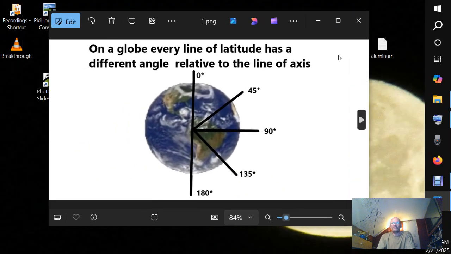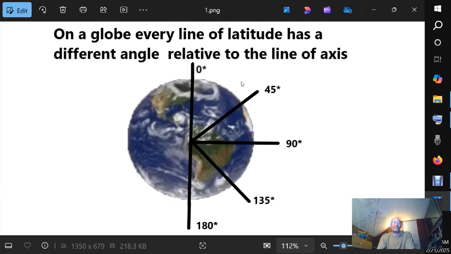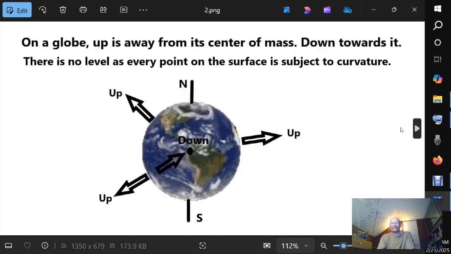Now this will come into play a little bit here in a minute. On a globe, every line of latitude has a different angle relative to the line of axis. If this is the line of axis, these are the different angles. Pretty self-evident. On a globe, up is away from its center of mass, down towards it. There is no level, as every point on the surface is subject to curvature. So up is whichever way up is.